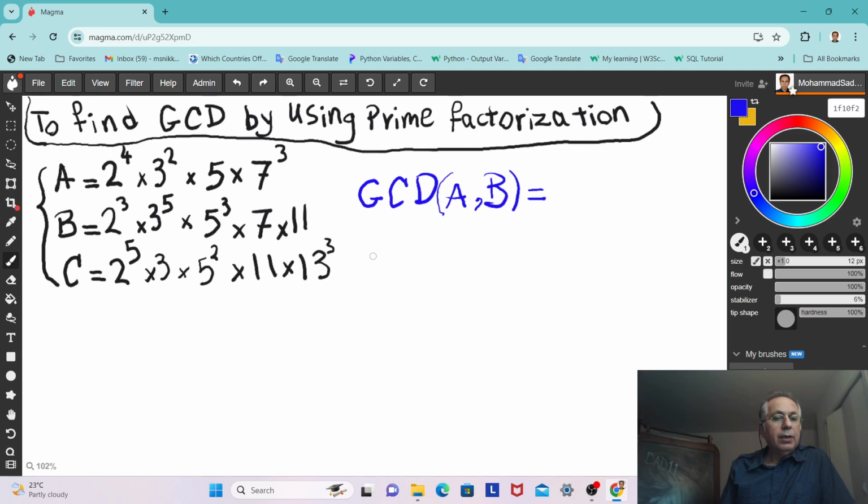First step is done. They are already decomposed to their prime factors. Now, what are the common primes? 2 between A and B is one of the prime factors. After that, 3. After that, 5. And after that, 7. So 2, 3, 5, and 7.